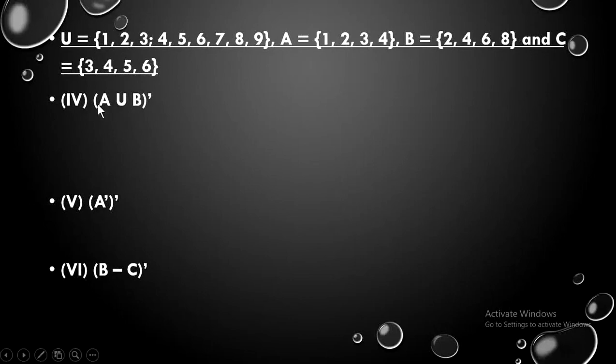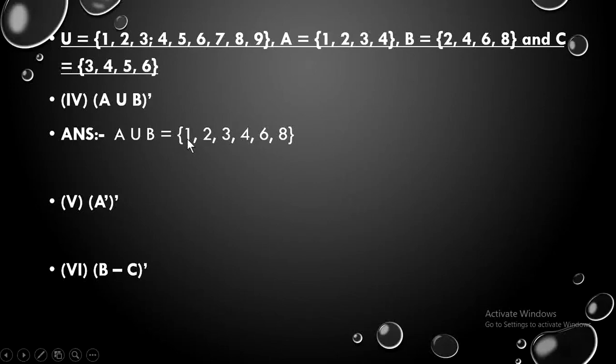Next you see they have asked you to do A union B complement. So first do A union B, you get the answer as 1, 2, 3, 4, 6, 8. Okay, 1, 2, 3, 4, 6, 8. Right, that is your A union B. Then you need to do universal set minus this A union B set, so that you will get the complement.